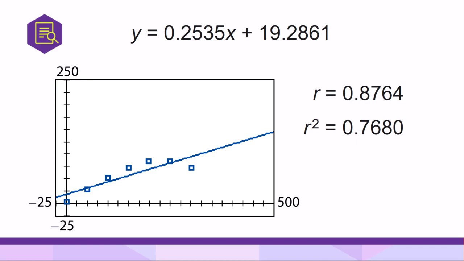The r value, our correlation, is about 0.88, which tells us that as one variable, the horizontal distance, increases, the other variable, which is the height, likewise tends to increase. The coefficient of determination, 0.768, tells us that about 77% of the variation in the height is explained by a variation in the horizontal distance.